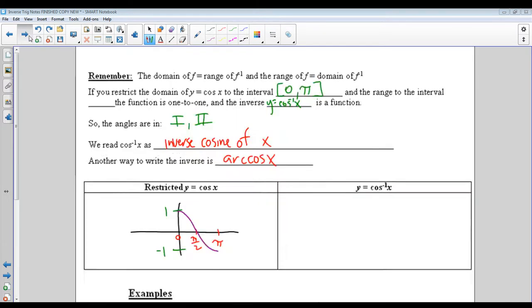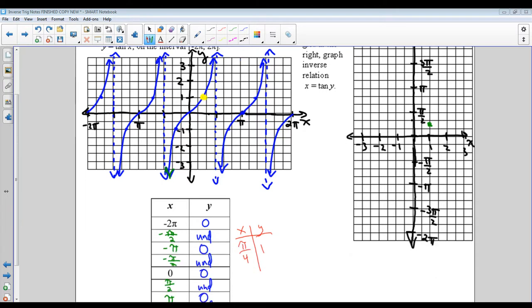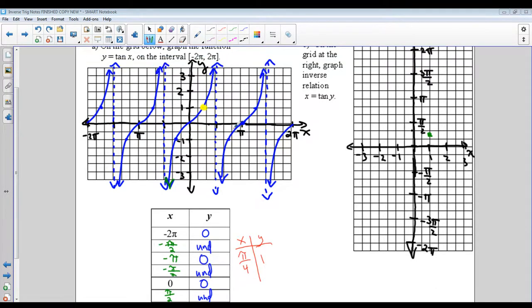And then tangents. So there's my graph of y equals tan x. My zeros are at negative 2 pi, at negative pi, at 0, at pi, and at 2 pi. My asymptotes are all the values between those. And I know the point pi over 4 comma 1 is on my graph of tan x. That tells me the point 1 comma pi over 4 is on my inverse.